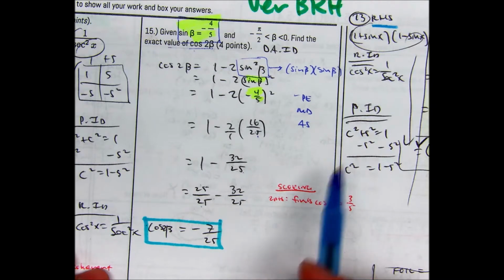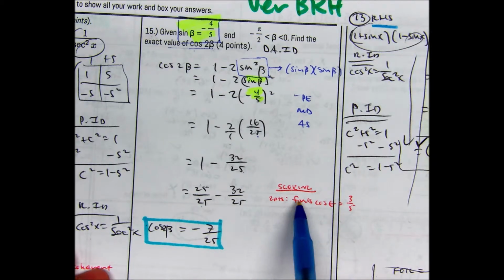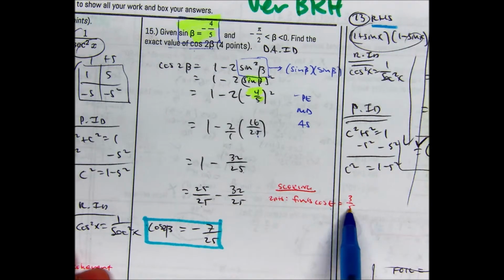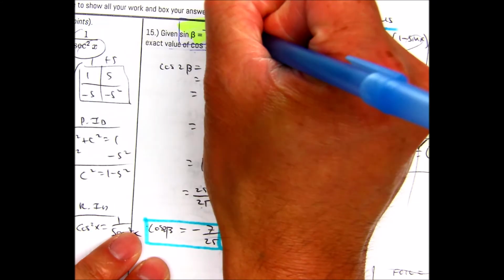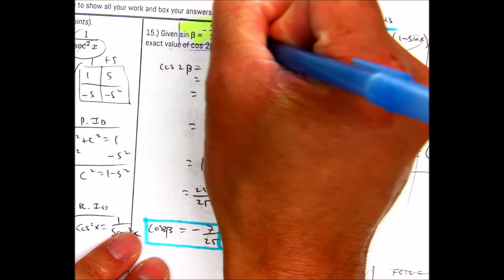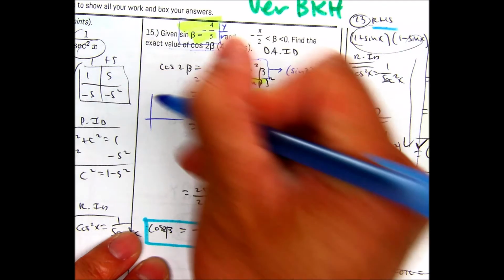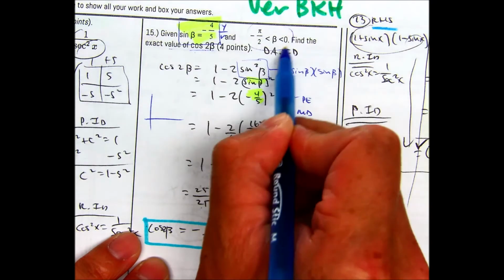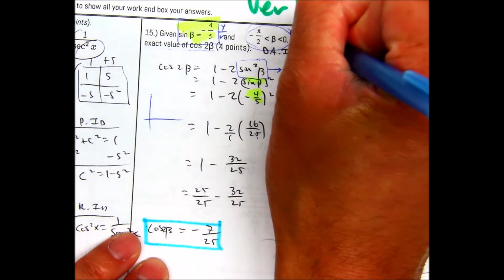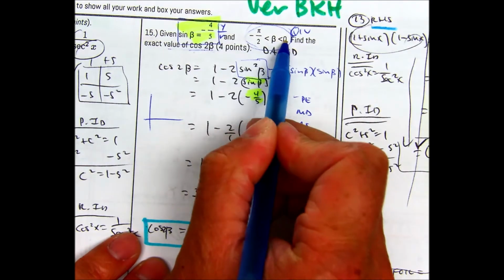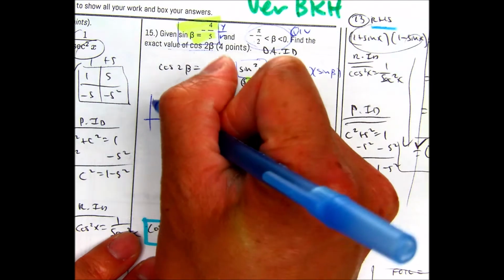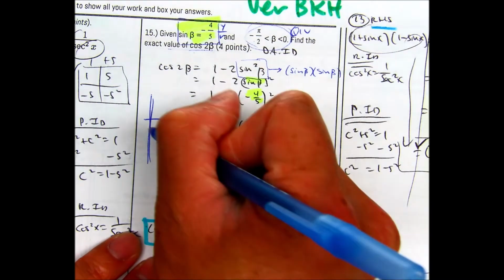Now, I did give you partial credit. If you found cosine of theta to be 3/5, I gave you 2 points. Again, you could have just drawn triangles, something like this. Sine is y over r. It tells you you're in quadrant 4 because the angle is between 0 and -π/2, so you're coming down in this direction. So here's my bow tie.